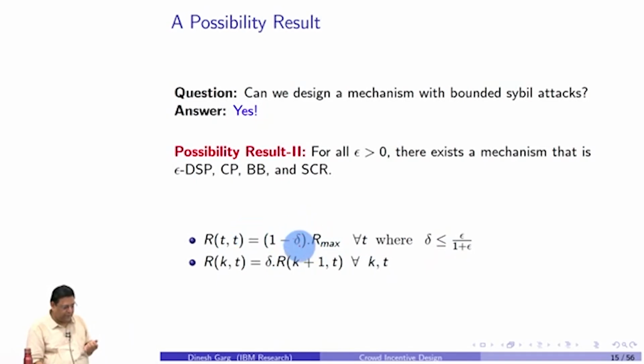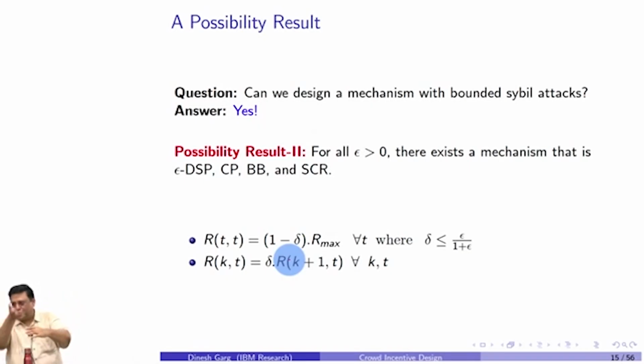But if you take epsilon less than 1, then what you can do is, you plug in that appropriate delta here, and then again it's a geometric reward scheme. It's just that you have to play around with the coefficients at the leaf node. Don't give the half. You start with some other constant factor and then keep going up with the delta fraction. Accordingly, you can control the Sybil attack. Okay.